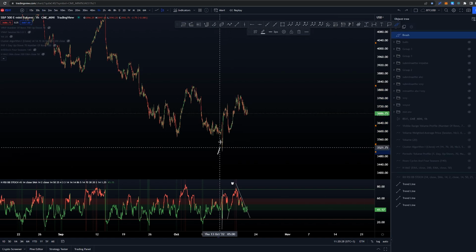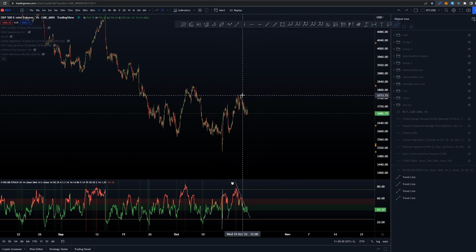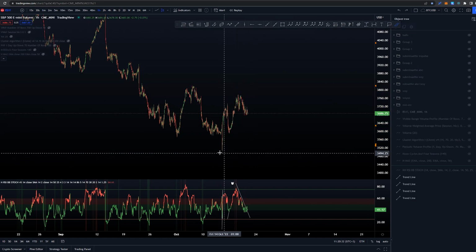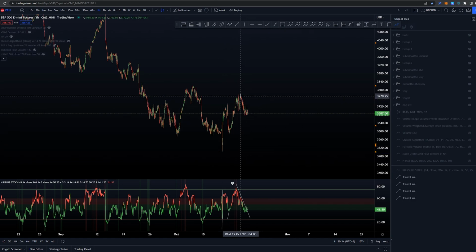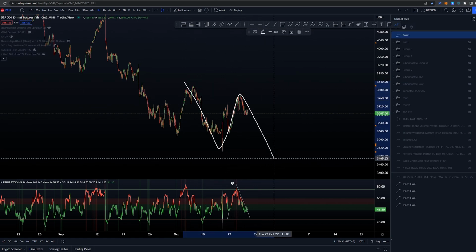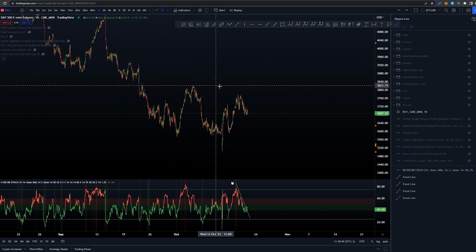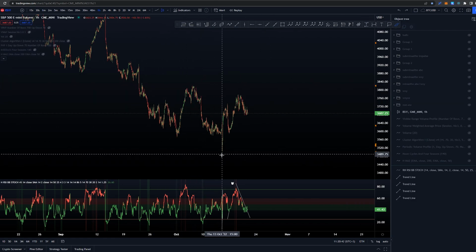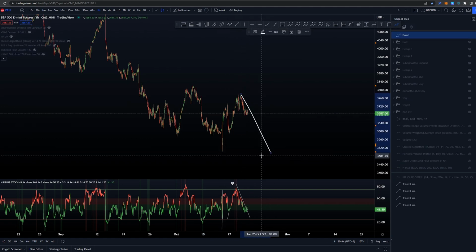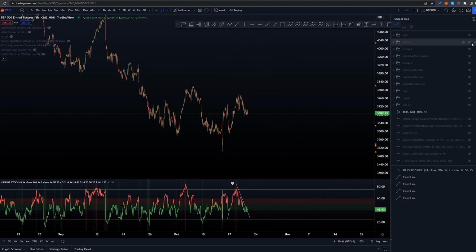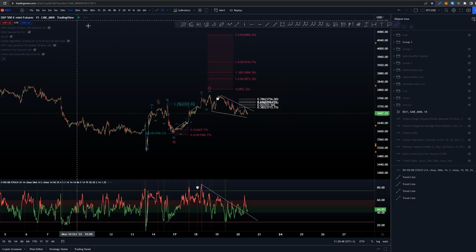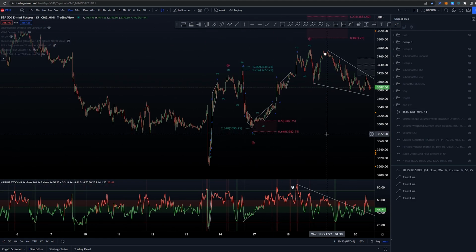Then looking for a 3-wave structure possibly being done, and now we could be looking for another 5-wave to take out the current lows that we have here to create this A, B and C for that Z wave. So we have again two possibilities: either the Z wave is done here or we're going to be getting one more low. Now on smaller time frame, let's zoom in a bit and take a look at what we got.